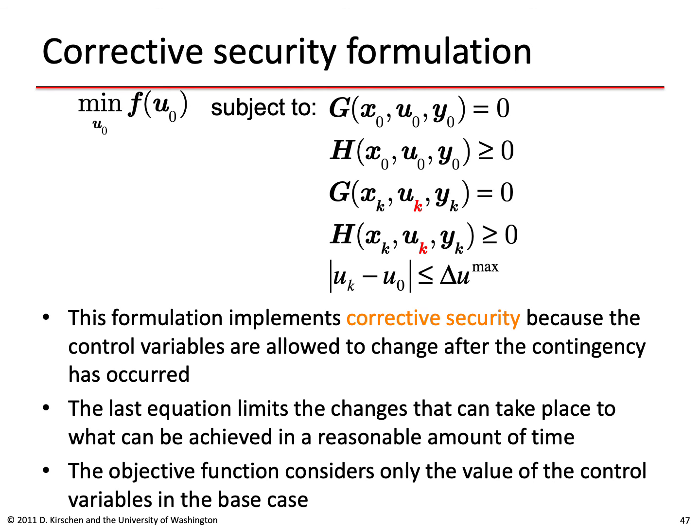On the other hand, the objective function considers only the value of the control variables in the base case, because most of the time the contingencies will not occur, and really what we have to worry about is the cost of operating the system in the base case.